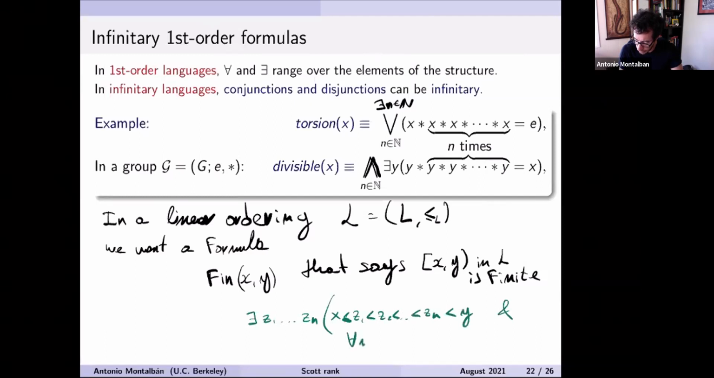And for every w, if x is less than w less than y, then the disjunction for i less than n of w equals zi. So w is equal to one of these zi's. Right, so this says there are exactly n things strictly in between x and y. So if you want to say that there are finitely many, we have to say that for some n in omega, infinitary, one of these formulas is true, or the n-th formula is true.